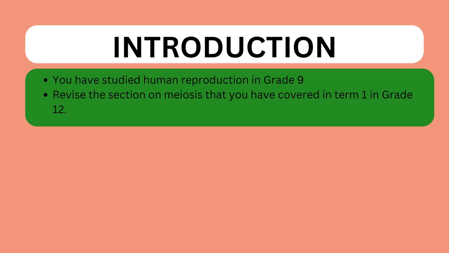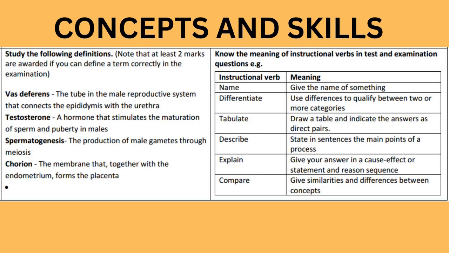Introduction. You have studied human reproduction in grade 9. Revise the section on meiosis that you have covered in term 1 in grade 12. Concepts and skills. Study the following definitions. Note that at least 2 marks are awarded if you can define a term correctly in the examination.